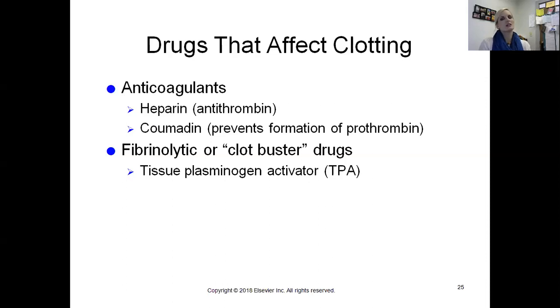We also have different clot buster drugs. If there are clots that are formed randomly before they actually cause a blockage in our blood vessel, we do have drugs that are going to break that up to make sure that doesn't stop blood from getting to these different tissue sites.